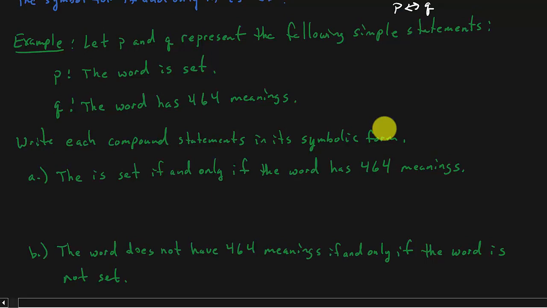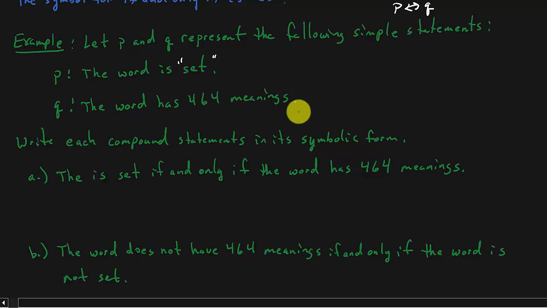Okay, so let's look at our example. Let P and Q represent the following simple statements. The word is "set." This is actually the word they're talking about. They could say the word is animal, or the word is house. They're just using "set" here. And the word has 464 meanings. So statement P is the word is set, and Q is the statement the word has 464 meanings.